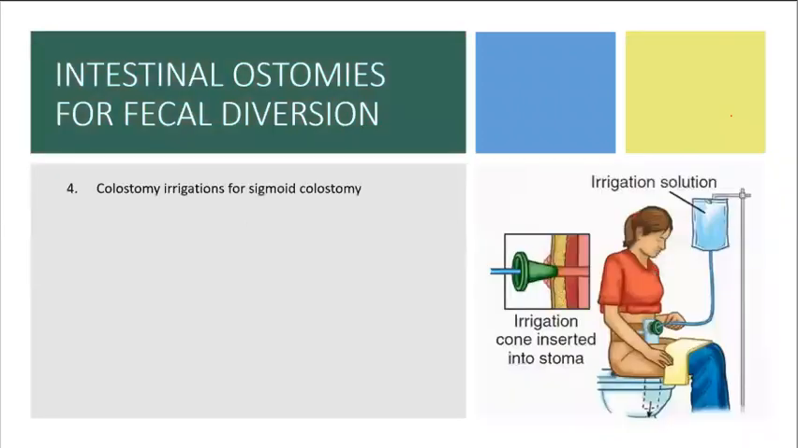Again, with colostomy irrigation, especially for sigmoid colostomy, the purpose is to stimulate emptying of the colon of gas, mucus, and feces at scheduled times to avoid the need for an appliance. In this procedure, we want to start at least 5 to 7 days post-operatively, and when possible, the client should be sitting on the toilet for the procedure.